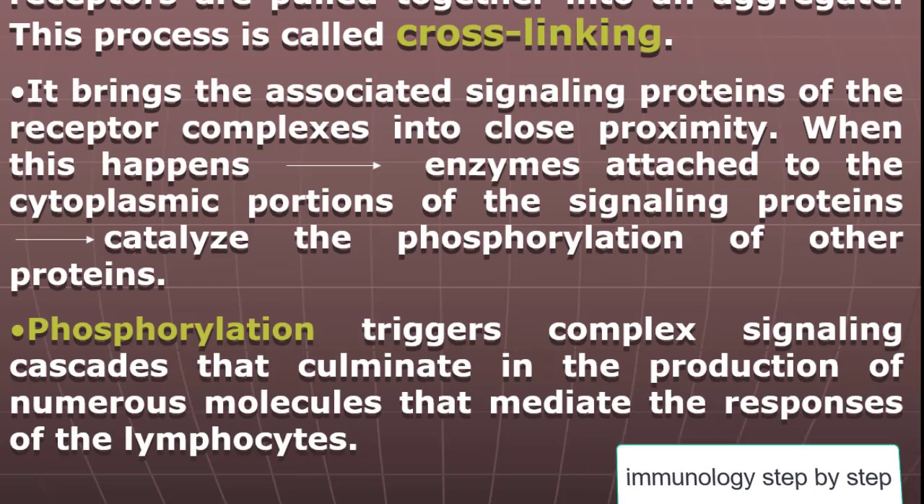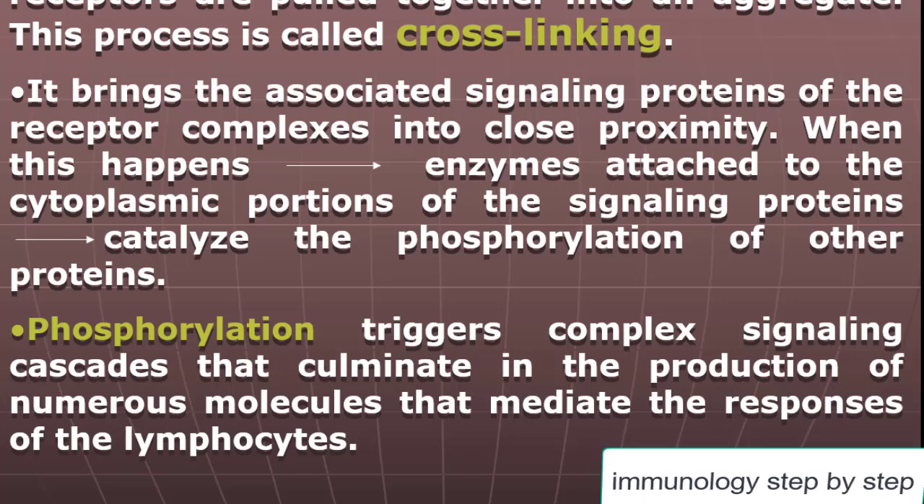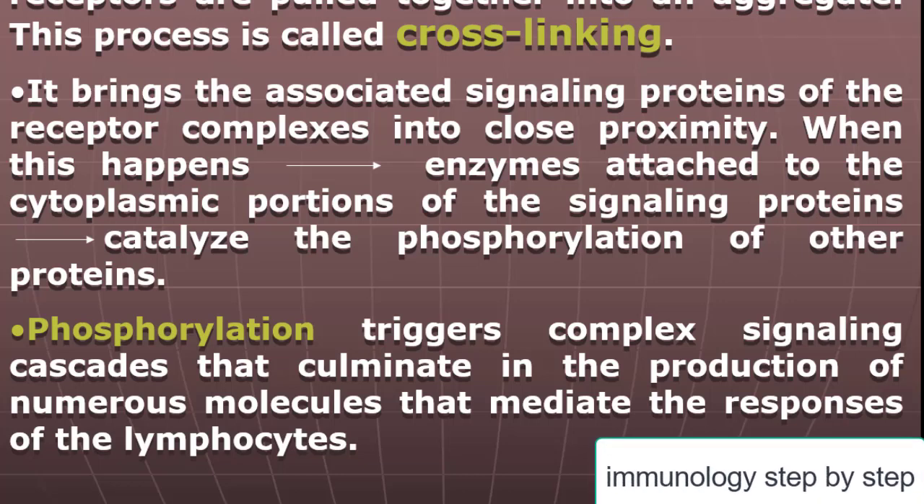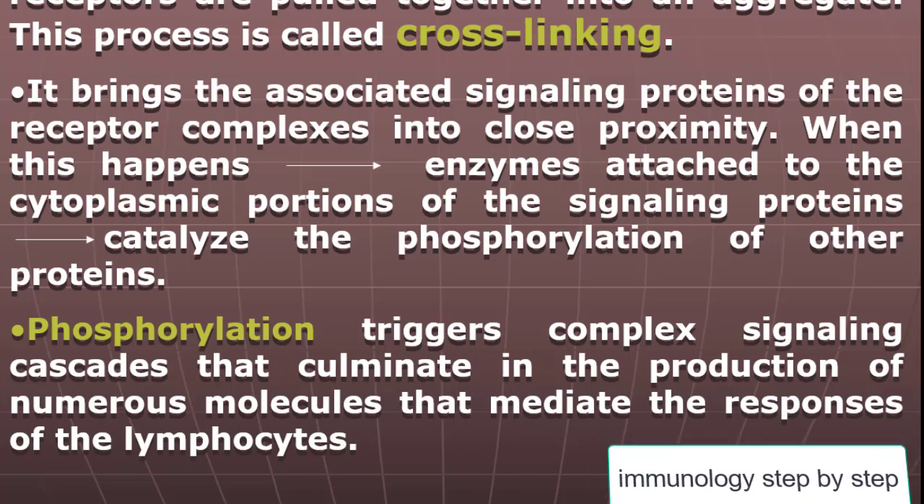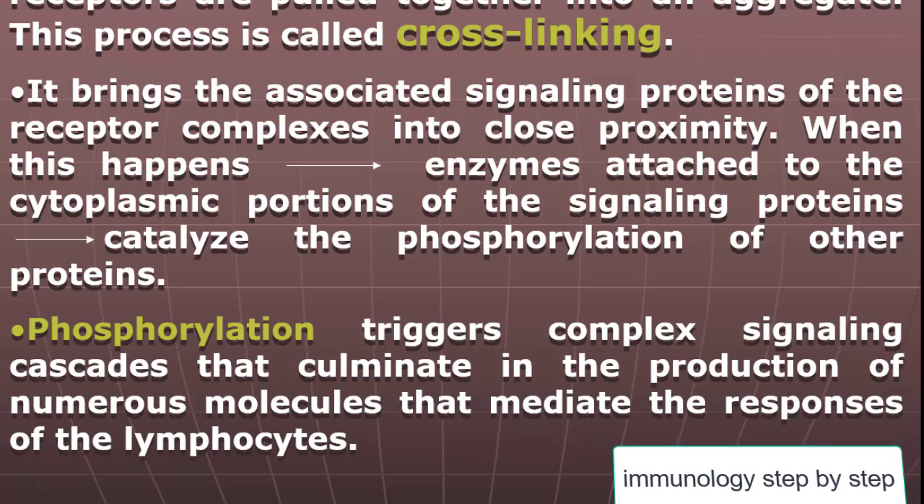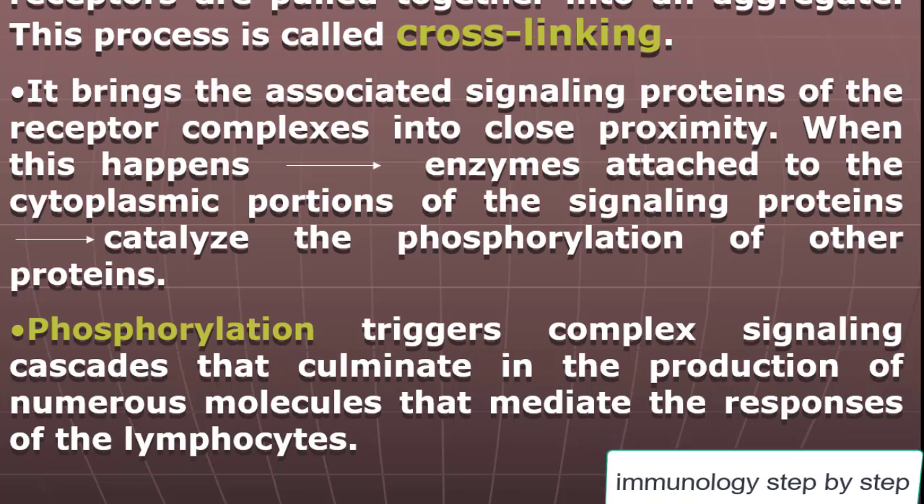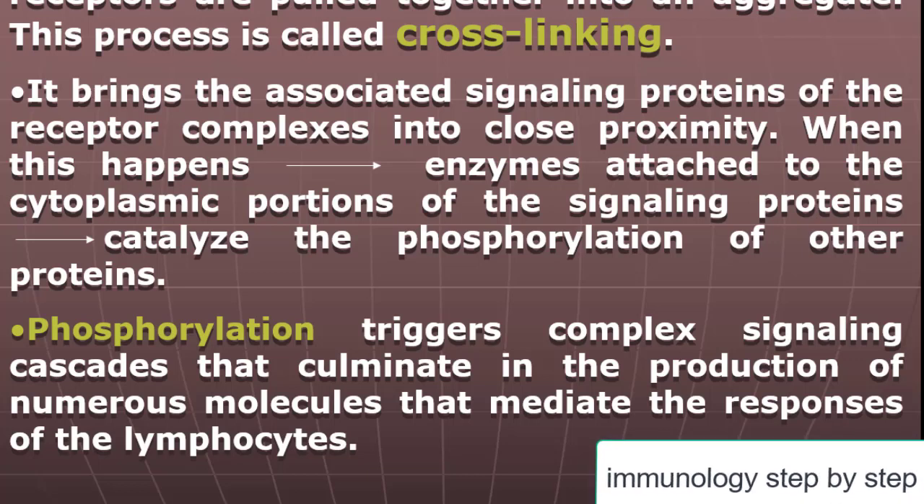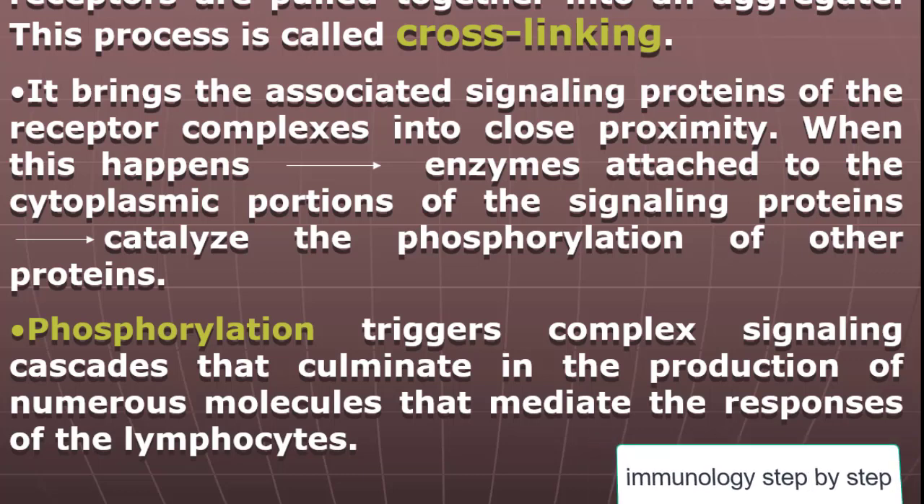When adjacent antigen receptors of a lymphocyte bind to two or more antigen molecules, the receptors are pulled together in an aggregate. This process is called cross-linking. It brings the associated signaling proteins of the receptor complex into close proximity. When this happens, enzymes attached to the cytoplasmic portions of the signaling proteins catalyze the phosphorylation of other proteins. Phosphorylation triggers complex signaling cascades that culminate in the production of numerous molecules that mediate the response of the lymphocyte.